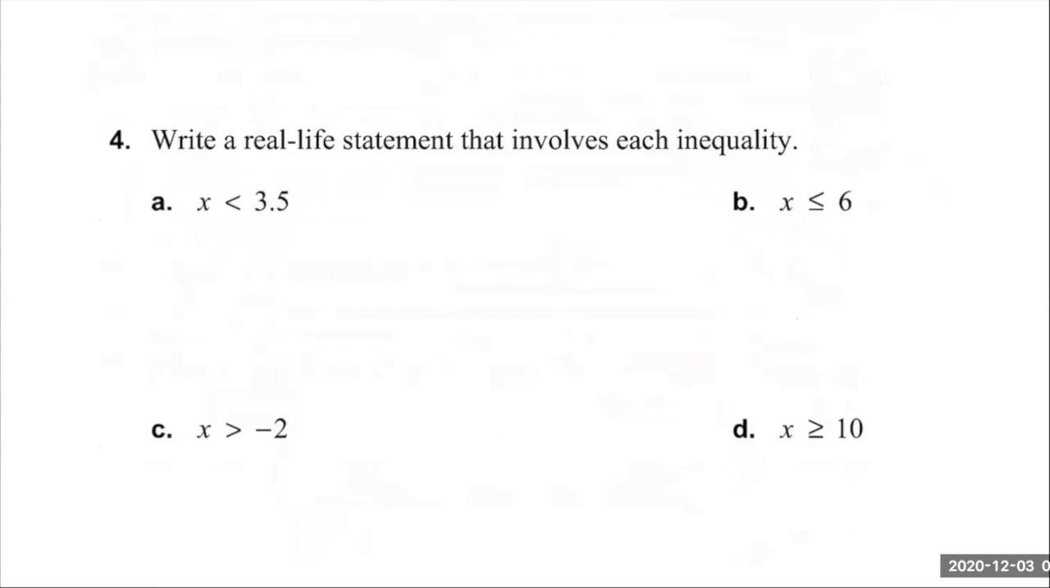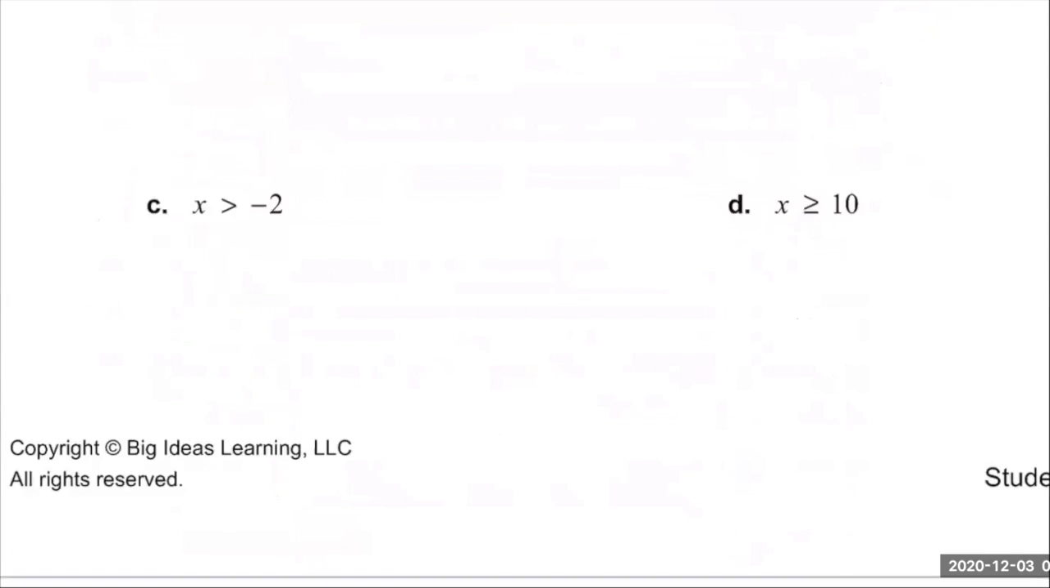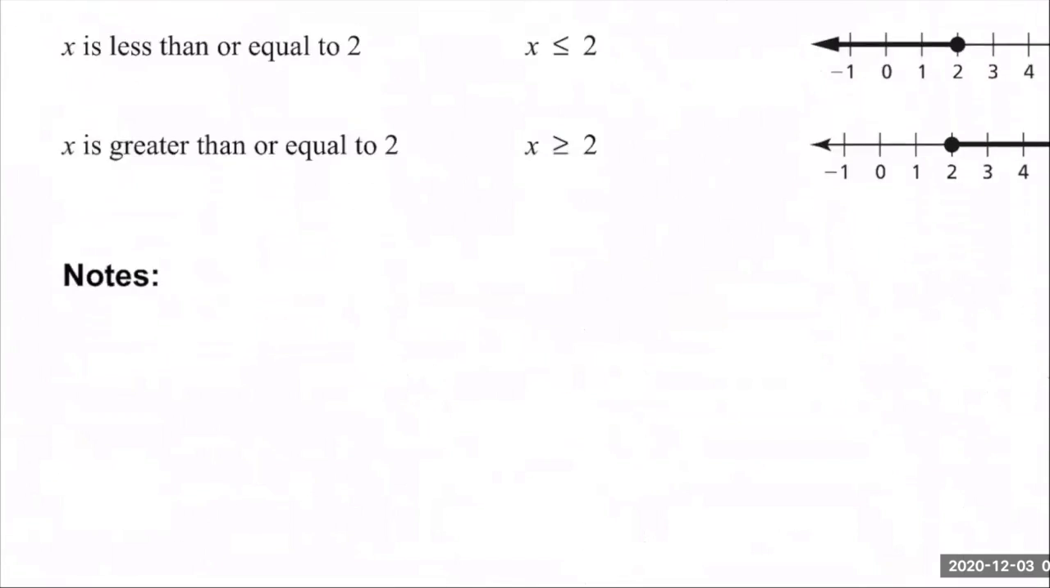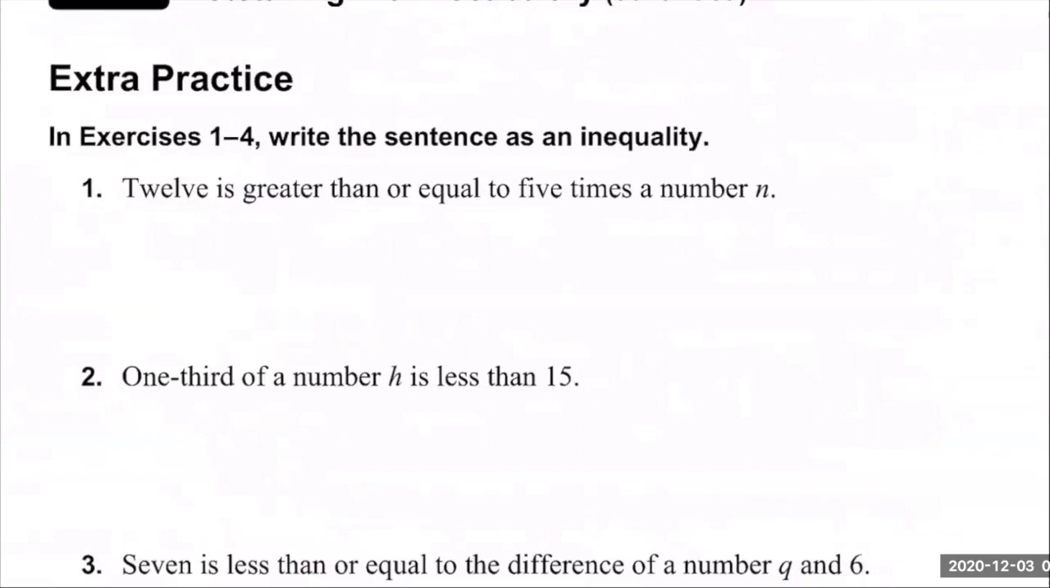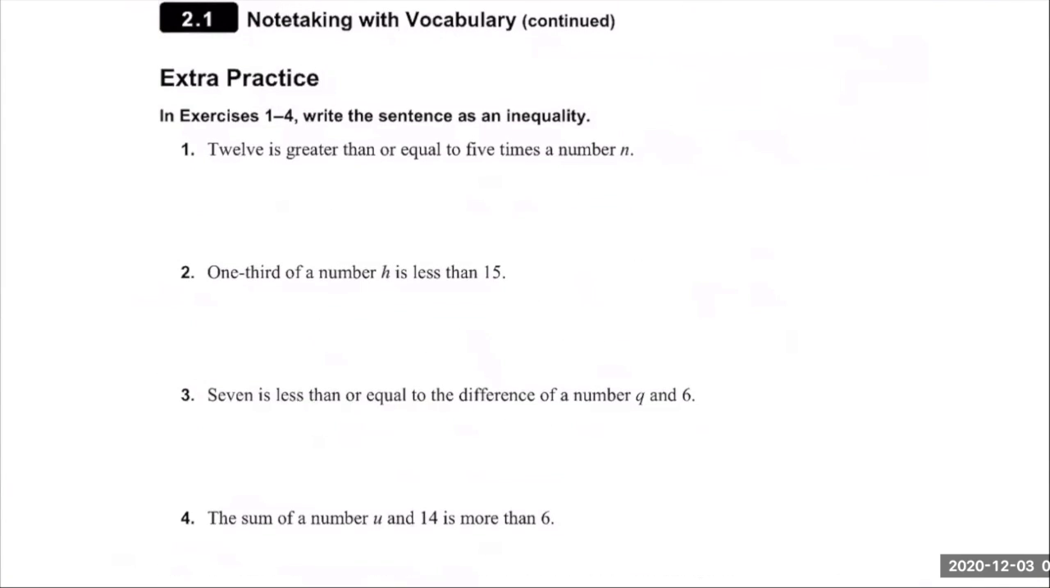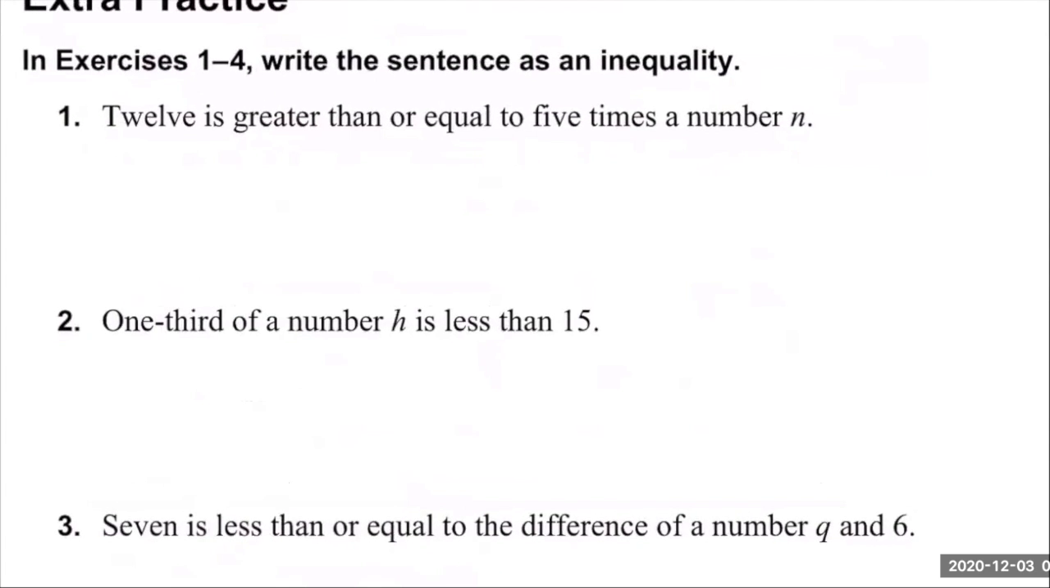And so we are going to flip on over to the next page. So we're going to go on to page 31. And we're just going to practice writing some inequalities from words given and then from graphs given. So 12 is greater than or equal to 5 times a number n.